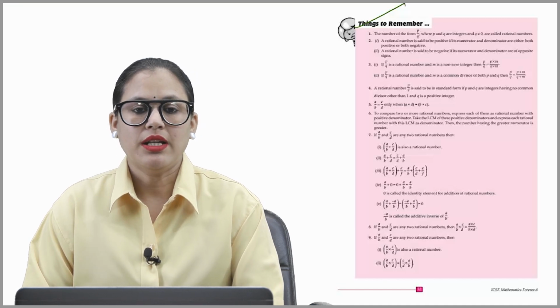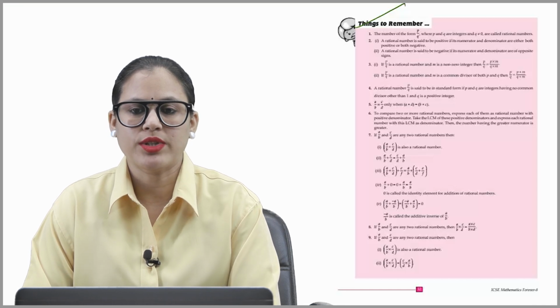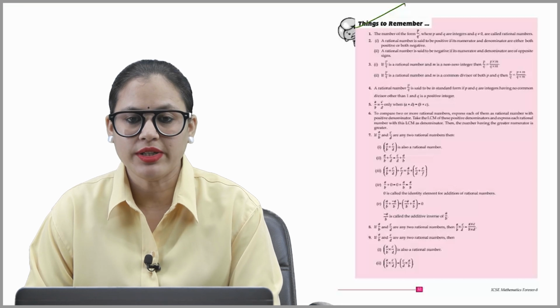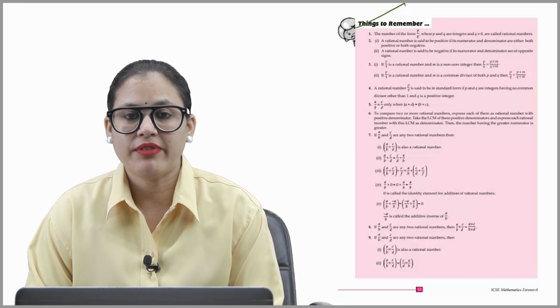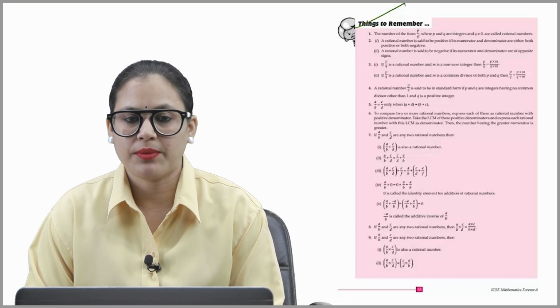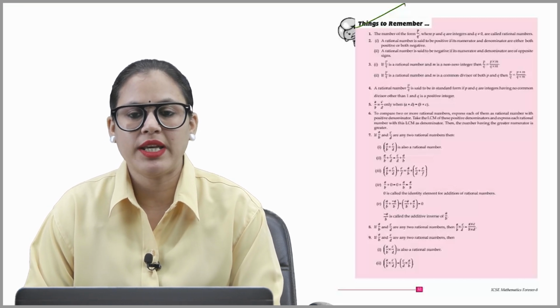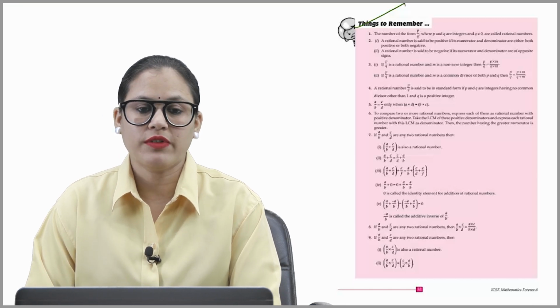Third, number 1, if P by Q is a rational number and M is a non-zero integer, then P by Q is equal to P into M upon Q into M. Second, if P by Q is a rational number and M is a common divisor of both P and Q, then P by Q is equal to P divided by M upon Q divided by M. Number 4, a rational number P by Q is said to be in standard form if P and Q are integers having no common divisor other than 1 and Q is a positive integer.